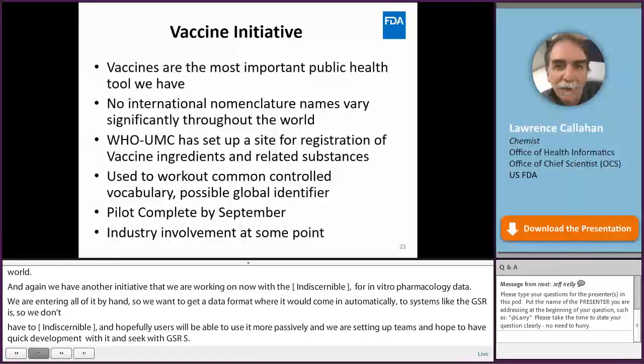UMC has set up a site for registration of vaccine ingredients and related substances, and we're using it now to work out common controlled vocabulary, possibly a global identifier, and we hope to have a pilot somewhat complete by September to know if we should go forward and then get industry involvement also at some point.